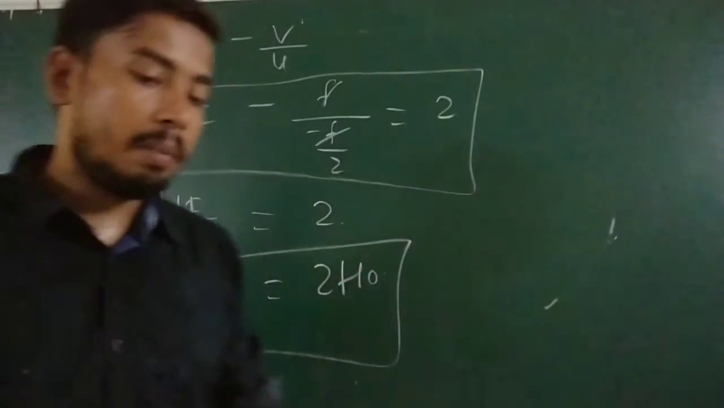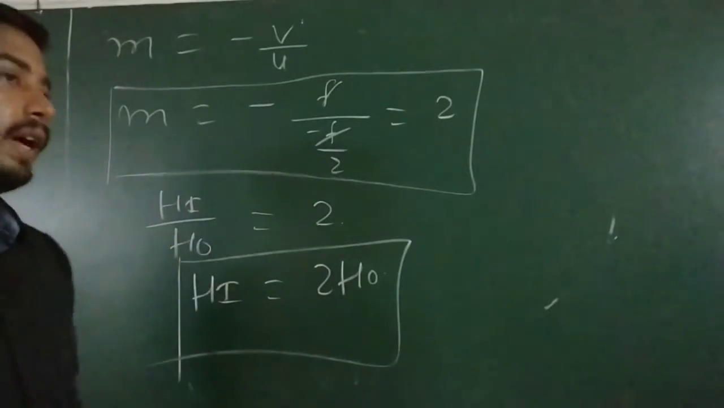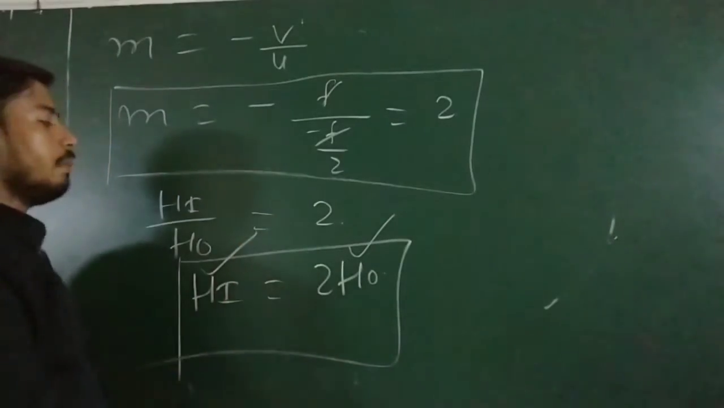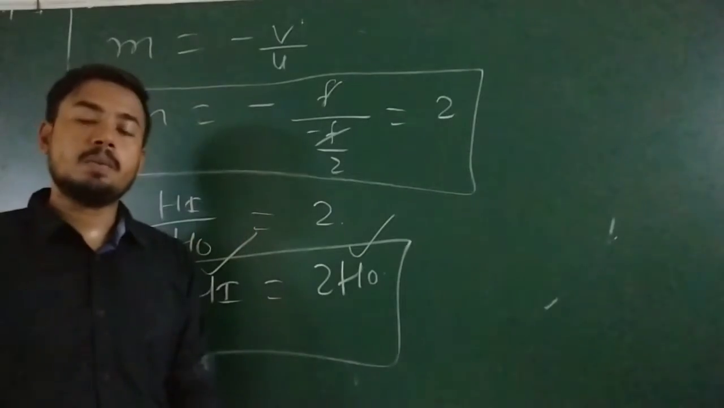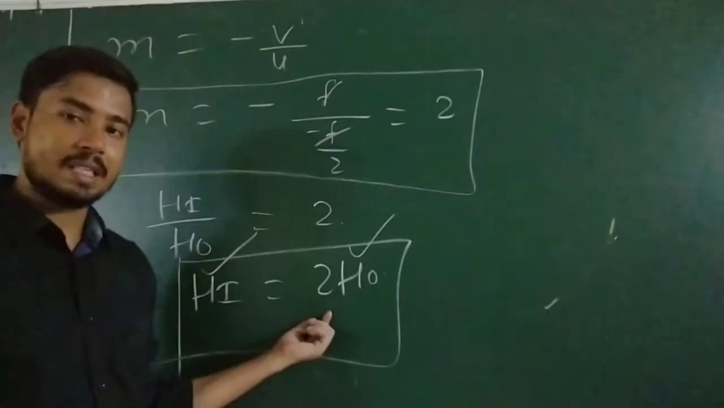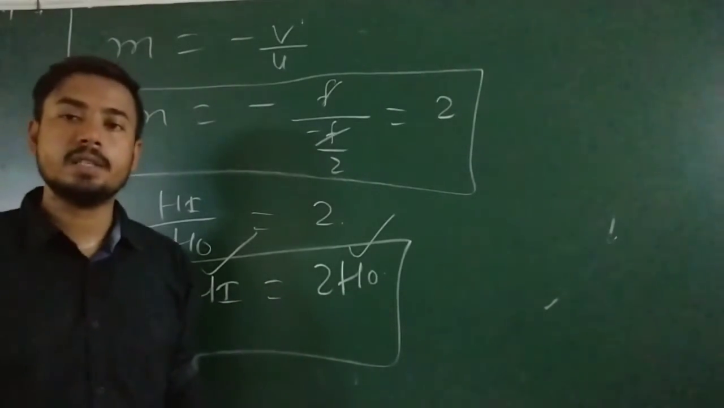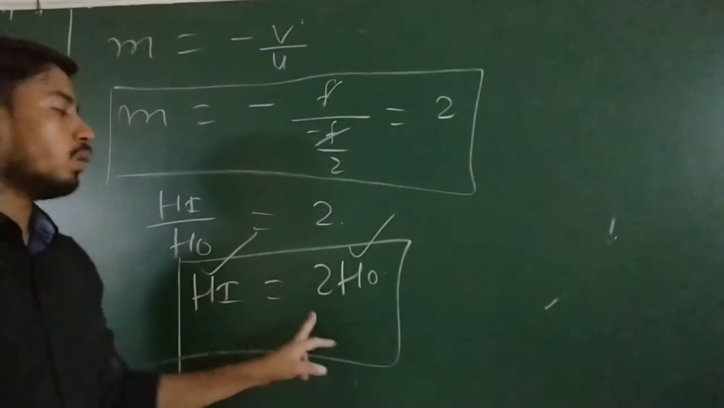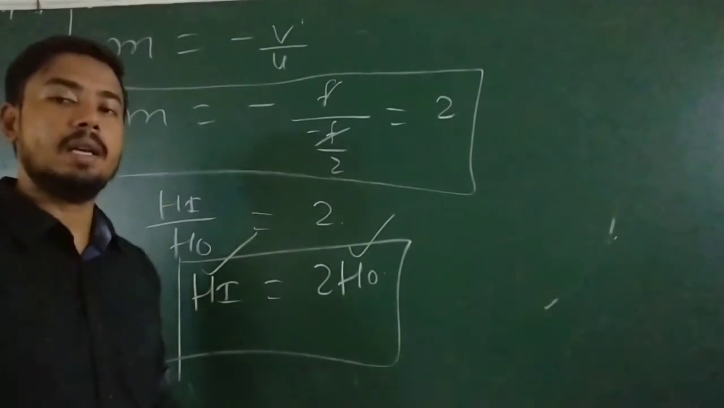So try to remember, yesterday I said the image will be virtual and erect. Why erect? Because both are on the same side of the principal axis. If they are on opposite sides of the principal axis, then here it should be minus, like in all previous cases. But here it is positive, it means both are on the same side of the principal axis, so they are erect. Second thing, height of image is twice the height of object, so it is large, or you can say enlarged.